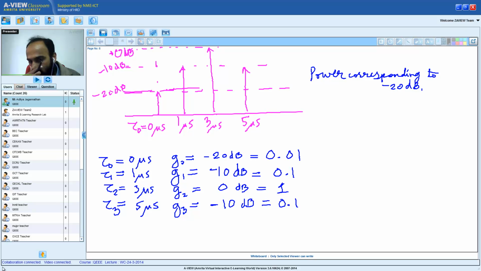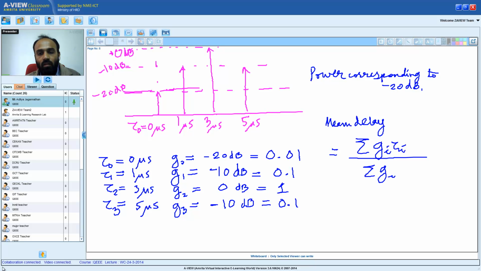Now therefore, we said the mean delay equals summation GI TI divided by summation of GI. This is the mean delay which is tau bar. Mean delay tau bar is equal to summation GI TI divided by summation of GI.